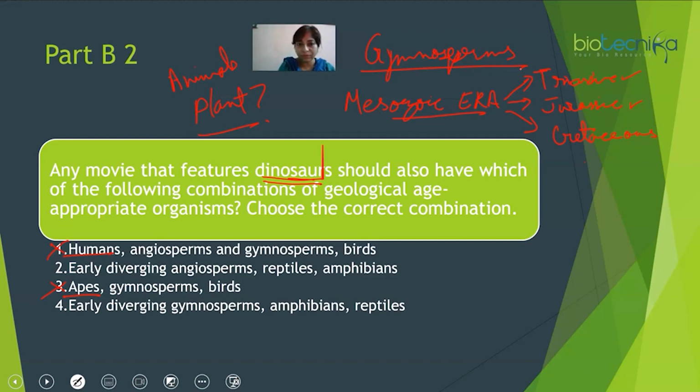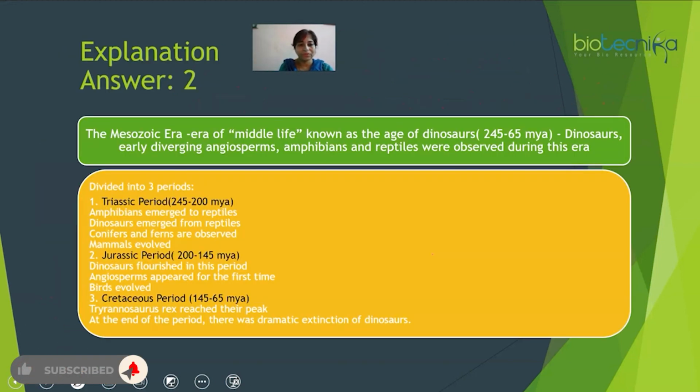So it is not gymnosperms. Gymnosperms were the dominant plant species in this era. So it will be the next species that came, the angiosperms. So it will be the early diverging angiosperms, because angiosperms evolved in this era and they were just diverging, and over the next era, towards the end of the Cretaceous period and the Cenozoic era, the angiosperms diverged a lot. Okay, so option 4 is also not true. Sorry, option 4 is not true. The answer is option 2.